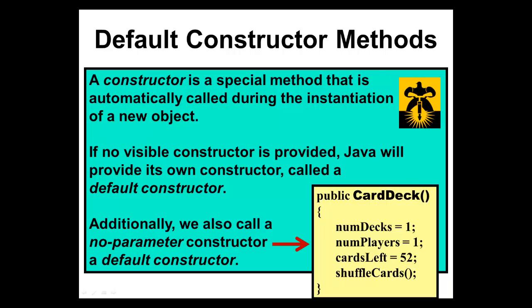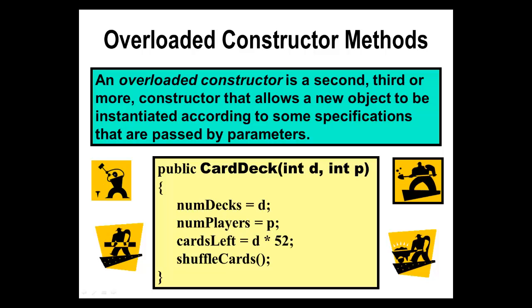Now, that said, you can also have overloaded constructors. So in addition to having the constructor from the slide before, you can have the constructor shown below as well. Overloaded constructors have the same name, but they take different parameters. And in fact, you can have as many overloaded constructors as you want, as your case may fit. In this case, it takes two formal parameters, an integer d, which stands for decks, and a formal parameter int p, which stands for players. And it does a calculation under cardsLeft, the number of decks times 52, to figure out how many cards are left.